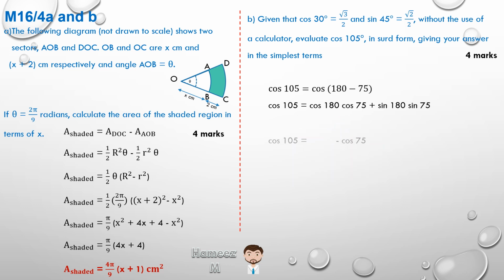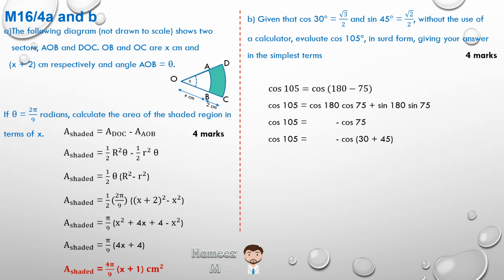And if you recall, cos 180 is equal to minus 1, so minus 1 times cos 75 is equal to minus cos 75, plus sin 180, and sin 180 is equal to 0, so 0 times sin 75 is 0. So we now realize that cos 105 is equal to minus cos 75. And if you look at the information given above, we don't have 75, but we have 30 and 45. So we can now go and break it up again using the same compound angle formula. So cos 105 is equal to minus cos 30 plus 45.